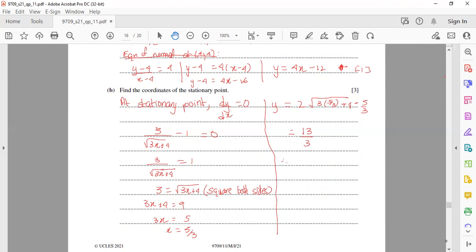So therefore, the coordinates of the stationary point is (5 over 3, 13 over 3). So here you get 1 mark for equating dy by dx to 0, 1 mark for finding the correct value of x, and 1 more mark for finding the correct stationary point.